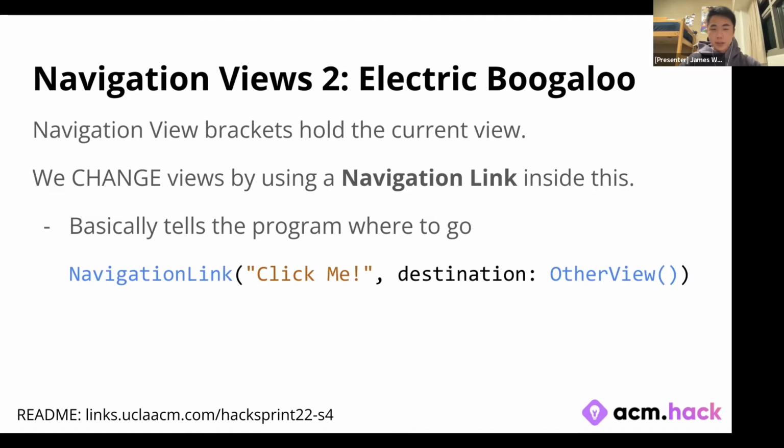So in this example of a navigation link, what would show up on our screen is some text that says click me. And if we clicked it, it would take us to some other view that's established in the code called other view. Other view would have to be something that you set up earlier. Otherwise the program won't know what the heck other view is.